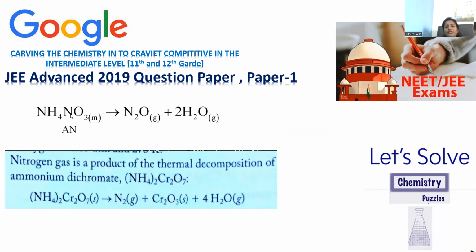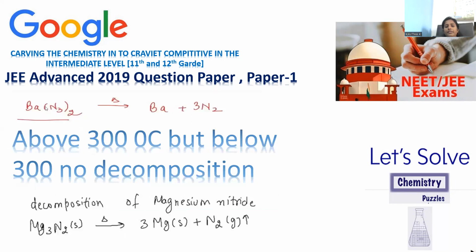To summarize: ammonium nitrate decomposes to give nitrous oxide and water. Then ammonium dichromate upon thermal decomposition, decomposition in the presence of heat is called thermal decomposition, gives nitrogen gas, chromic oxide, and water. So these are the products. And next is barium azide. Barium azide upon thermal decomposition gives barium plus nitrogen. This is the reaction where nitrogen is evolved, but for magnesium nitride we are saying nitrogen is not evolved.